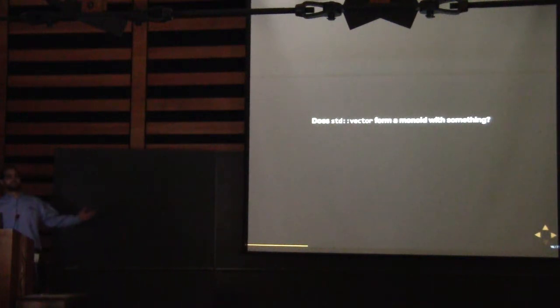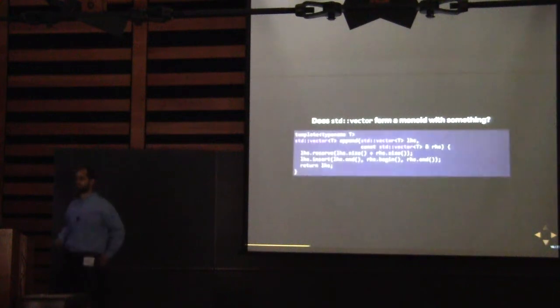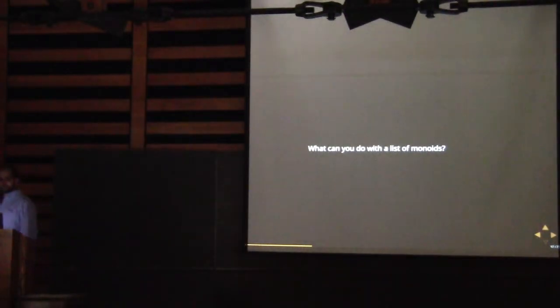What would be the operator? Concatenation, right? So here's an append operation. So what would be the empty element if the append is the thing that forms a monoid with vector? An empty vector. Awesome. So now we're going to talk more generally.